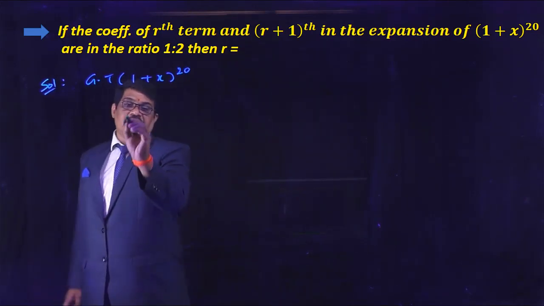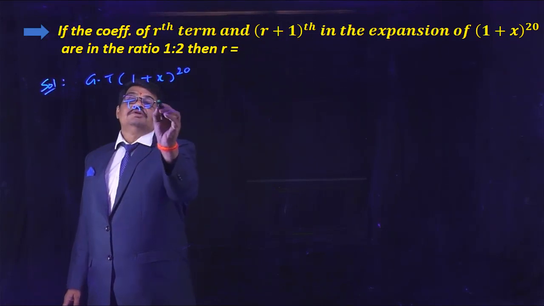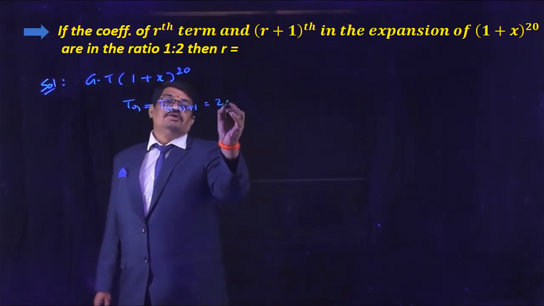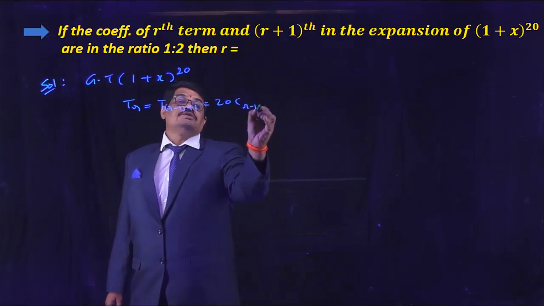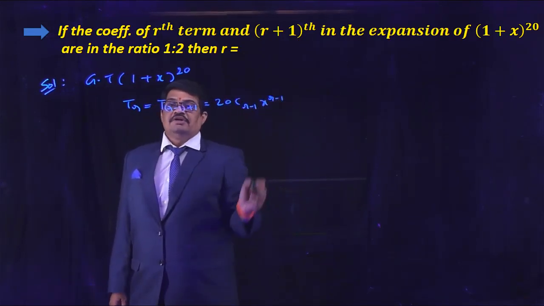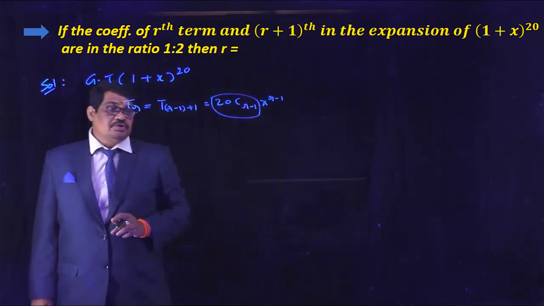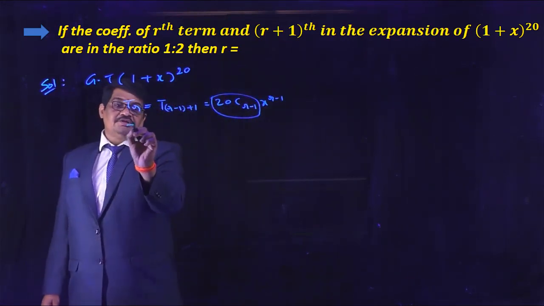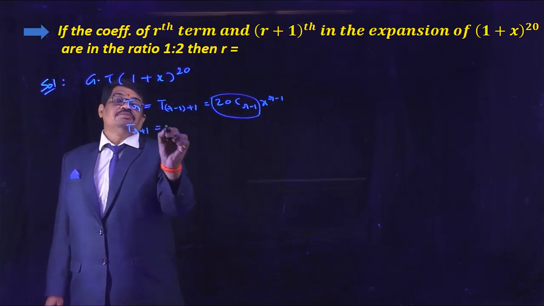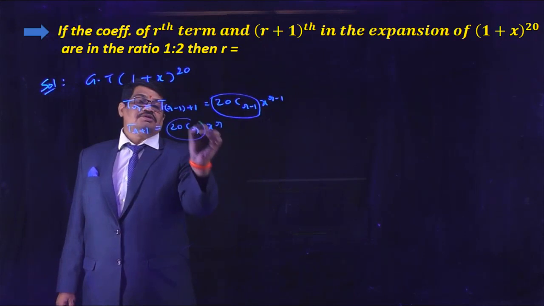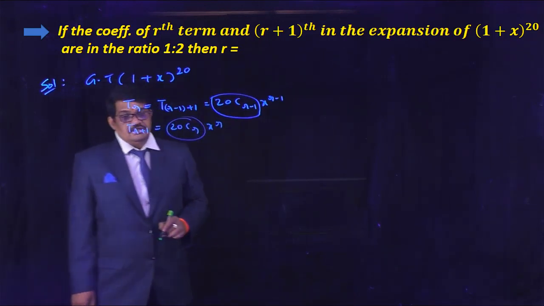Now we write the rth term, that is T(r-1)+1, that is 20C(r-1) x power r-1. So this is the quotient of the rth term, that is 20C(r-1). Next the (r+1)th term, that is 20Cr x to the power of r. This is the quotient 20Cr.